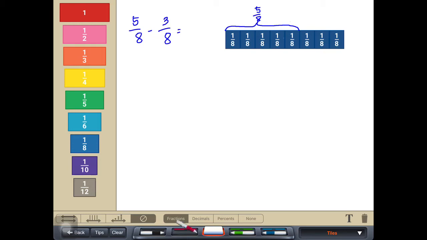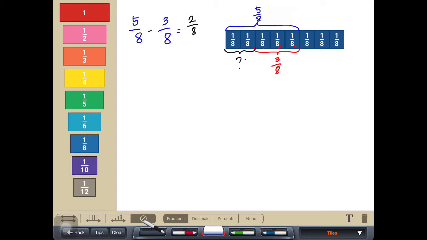So 1, 2, 3/8. If I remove 3/8 from 5/8, I will be having this much left. Okay, so this is the answer. 5/8 minus 3/8 will now be 2/8.